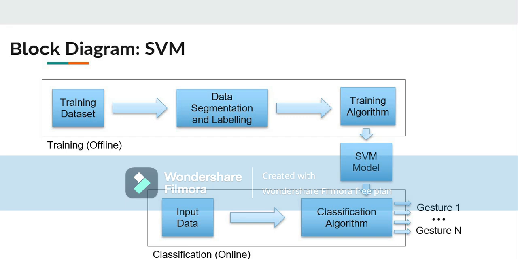First, it uses the pre-processed data, which basically means the data is free from any data which we do not need. From this, segmentation is done and labeling is done. After that, it goes to the training algorithm, which feeds into the SVM model. After this, the model is trained.